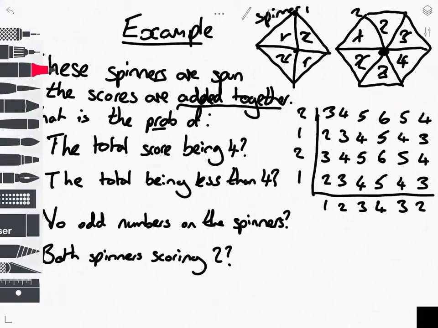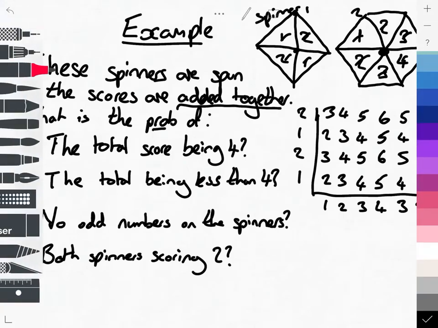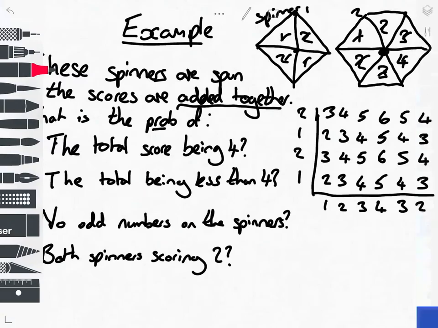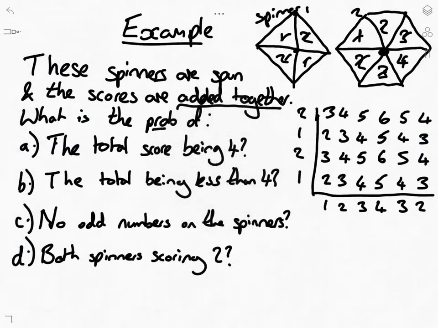So the first one says the total score being 4. I'm going to change colour so we can see what we're doing. So the total score being 4. And the way we do this is we just use our diagram to see when do we get 4. So here's a 4. Here, here, here, here, here, here, and here. So how many times do we get 4? We get it 8 times.